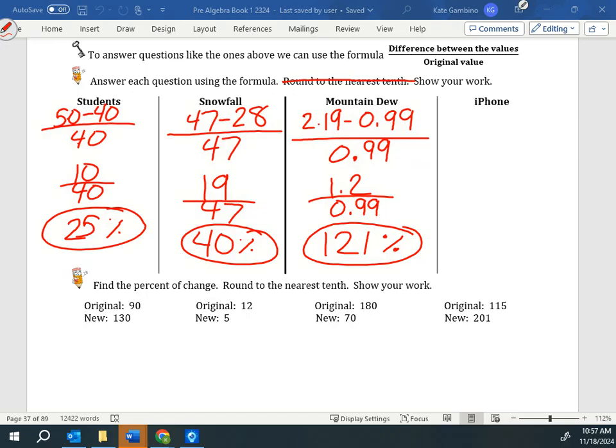Now let's look at the iPhone. What do I put on the top? What calculation should I put on the top? Hadley?